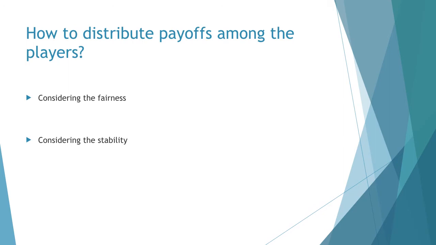As long as we know that the best coalition is the grand coalition, which means that every agent participates in the same coalition, how are we going to distribute payoffs among the agents? Actually, we can do it either by considering the fairness or considering the stability.